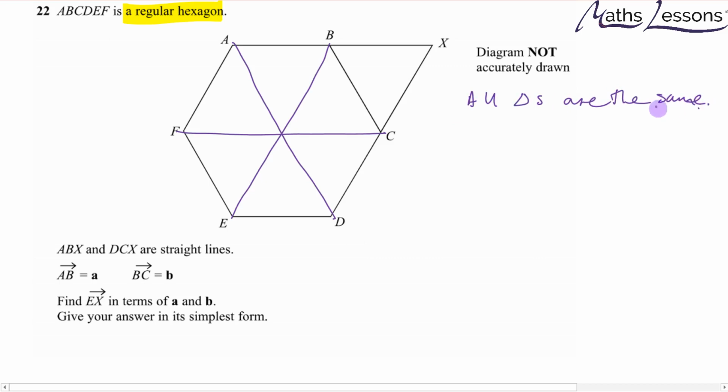Because you've got a regular hexagon. Now, it doesn't ask you to show that, so you wouldn't normally have to say that, and you could just draw the lines in. But I'm just putting that in case you do have a question which says show or give reasons. So if you're having to give reasons, say that all these triangles are the same and they're all equilateral.